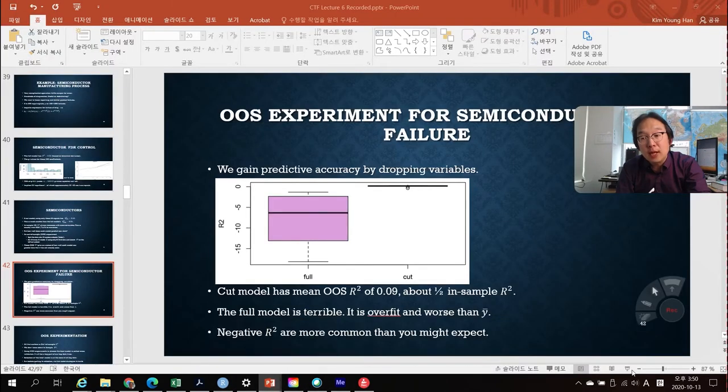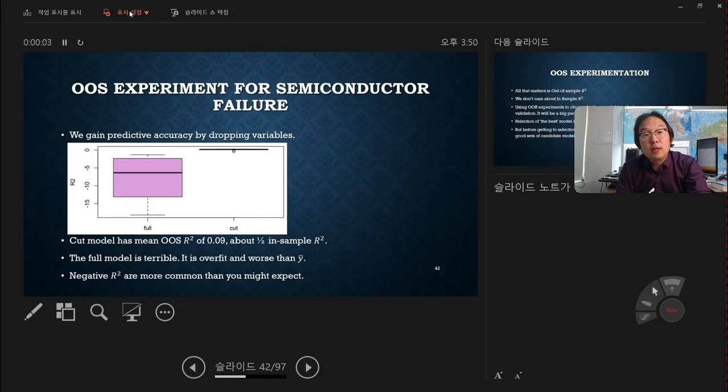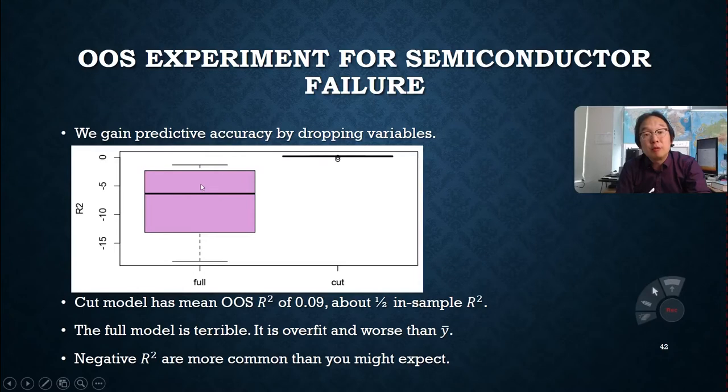Now if we get back to our slide, it will look like this, right? You remember we had 10 folds. And 10 times we run a regression for both the full model and the cut model, so that you're going to have 10 R squared for the full model and 10 R squared for the cut model. And we can think about the distribution of these R squared.